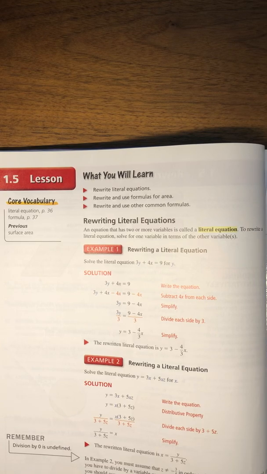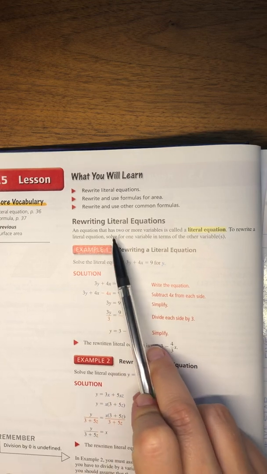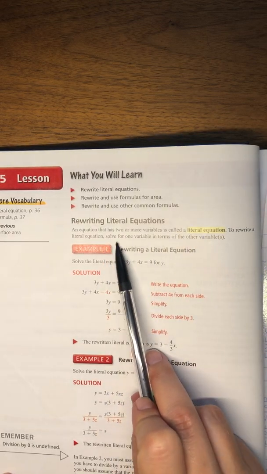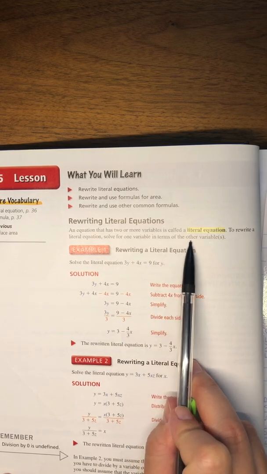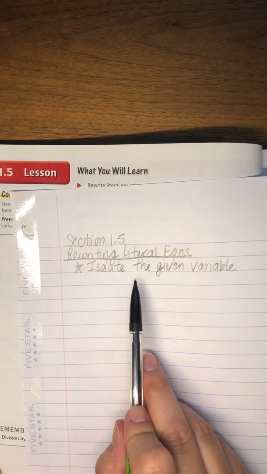We're going to look at section 1.5. In this section, we are rewriting literal equations. So a literal equation is just an equation that has two or more variables. When you rewrite it, you're basically just solving for one of the variables in terms of the other variables. So our goal is really just to isolate the given variable.